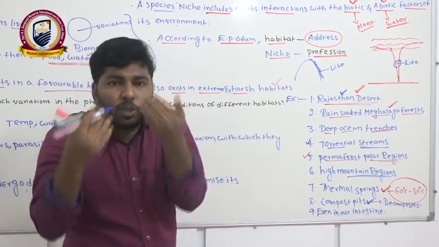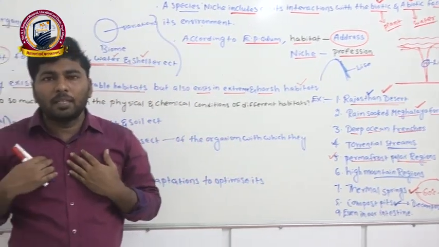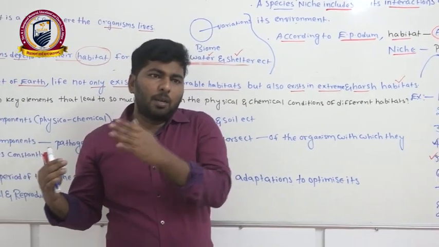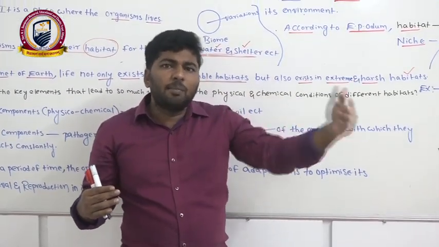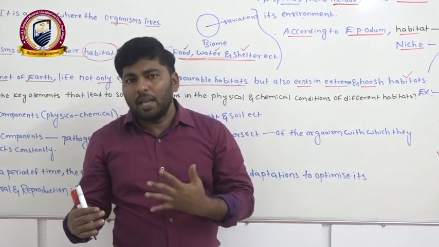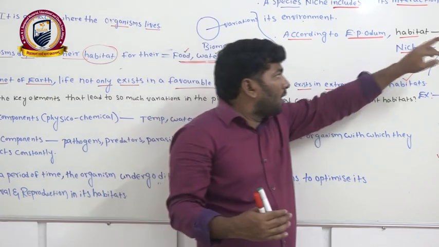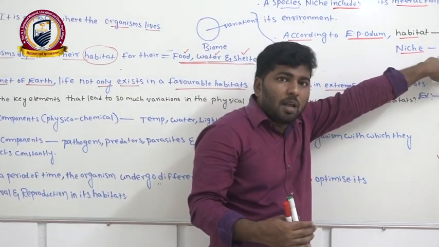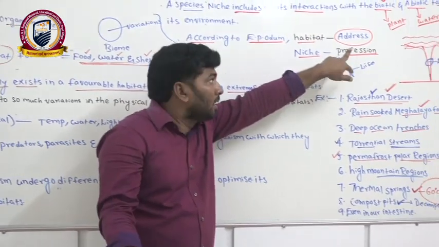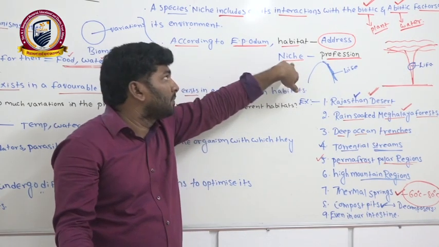What is the organism doing? For example, myself: I am living in a particular place, that is Atheni. Atheni is my habitat. Then I am working in Banajawad college. I am teaching biology. This is my profession. My profession is my niche.